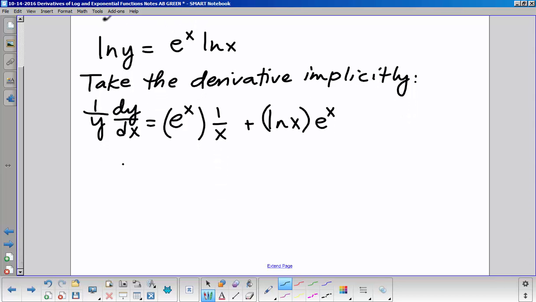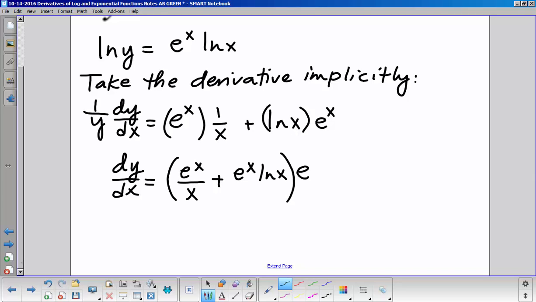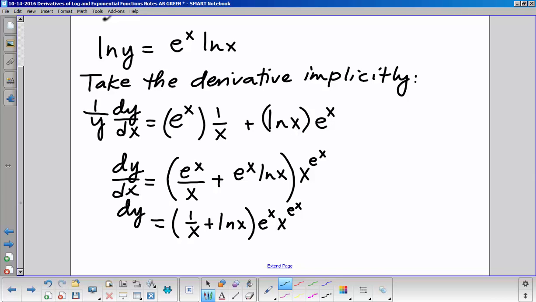Good. And then dy dx equals e to the x over x plus e to the x times ln x, times y, which is x to the e to the x. Now, you could theoretically factor out e to the x and say e to the x times 1 over x plus natural log of x, times x to the e to the x. I don't know if that'll help, but you might see that version somewhere.